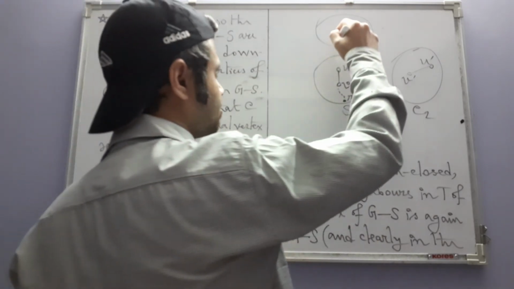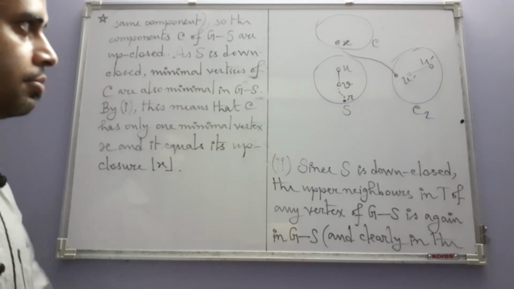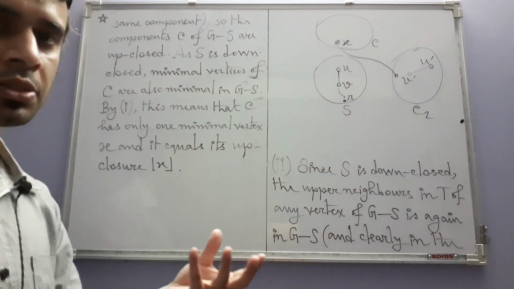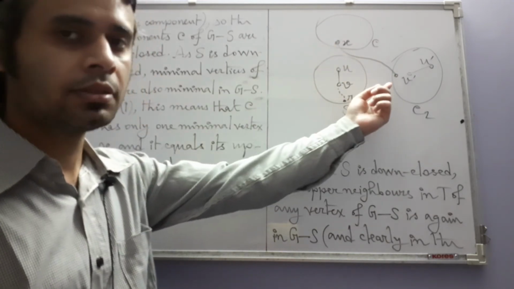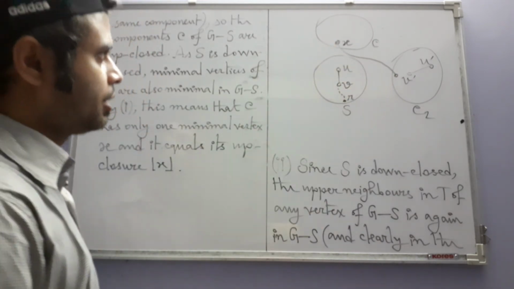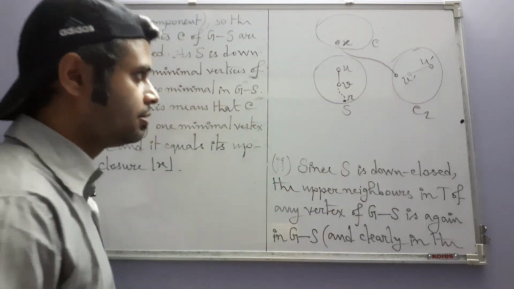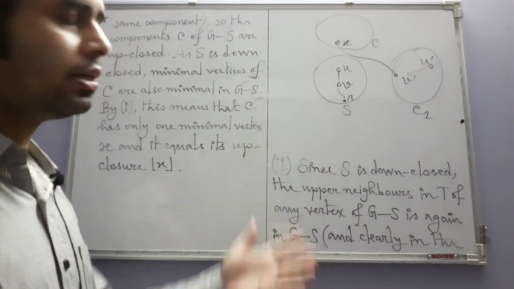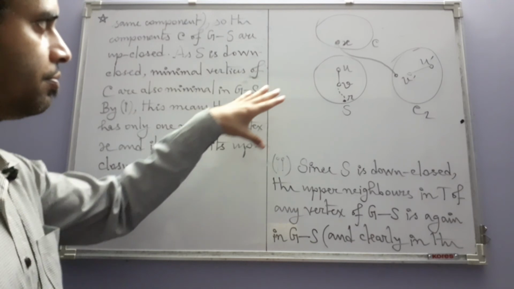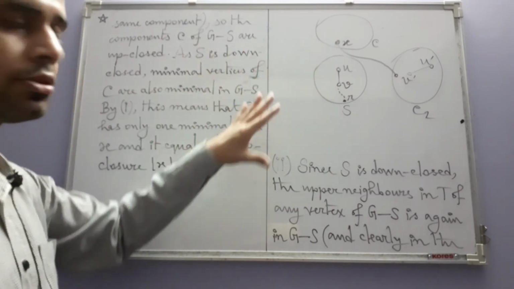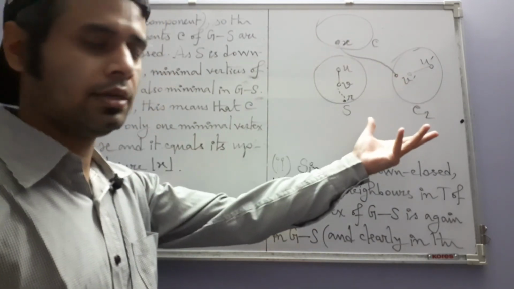Now, if you have something below X in this component, then these two components must be the same because of the presence of this edge. And why do we have this edge not in S? Because whatever we are saying now is we are saying those things in G minus S. So this edge is outside S.